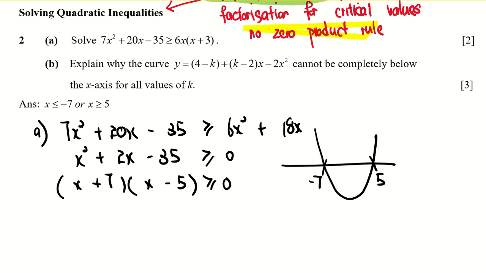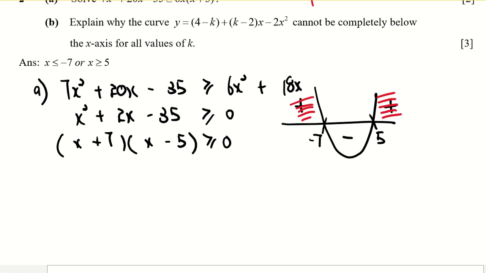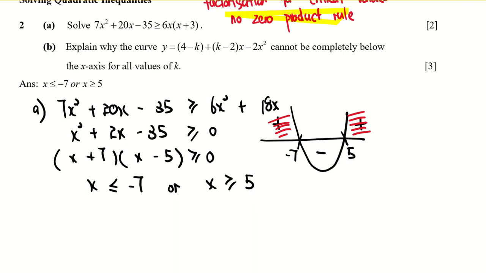So now, since my quadratic inequality is greater than 0, anything above the 0 line will be positive, below will be negative. Since I want it greater or equal to 0, this means I would like my solution to be above. So how do I write my answers that's actually above, greater than 0? My x will be less than or equal to negative 7, or x will be greater or equal to 5. So this is my answer for part A. Just solving the quadratic inequality.